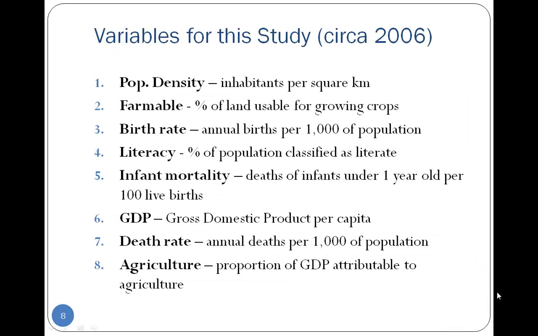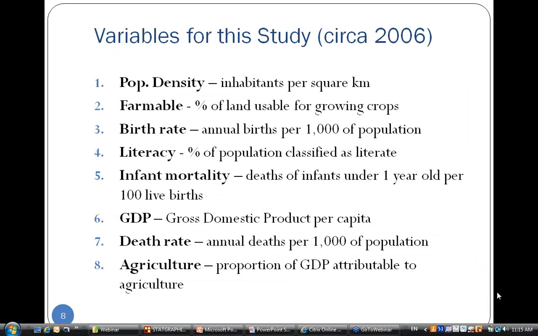But the 8 variables that I decided would be useful to look at, first off, the first one is the population density. Population density is the number of inhabitants in a country divided by the number of square kilometers. Okay. Second variable I'm going to look at is the percent of farmable land, the percent of land that you can use for growing crops. We'll also look at the birth rate, that's annual births per thousand of population.